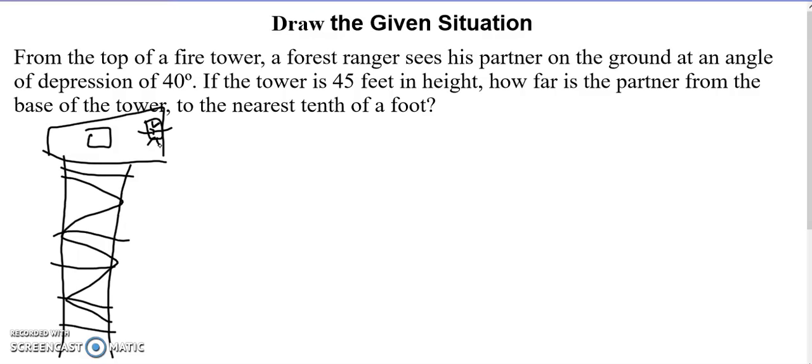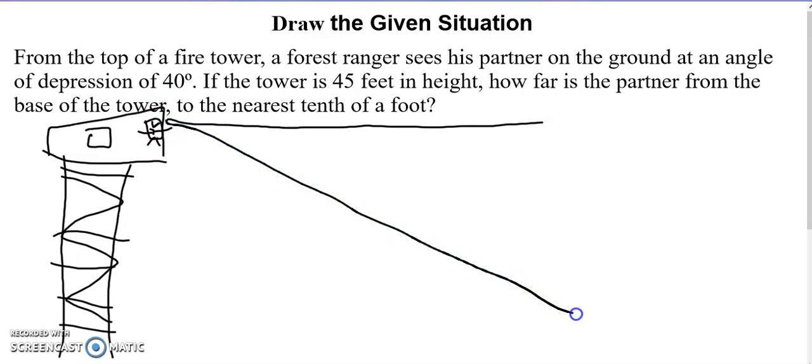So what happens to draw an angle of depression? Normally the ranger looks straight out. I draw that horizontal line first every time. Then he looks down, and at the ground he's going to see his partner. Here's his partner. He's a forest ranger, so he has a Smokey the Bear hat. And that angle of depression is 40 degrees.